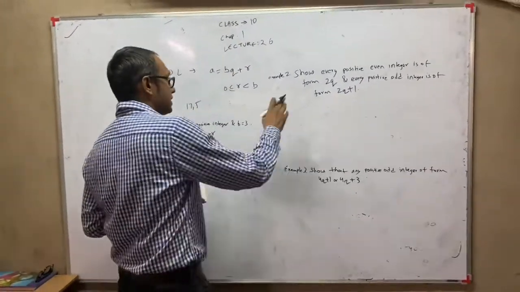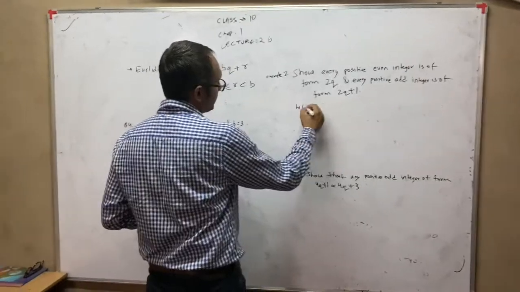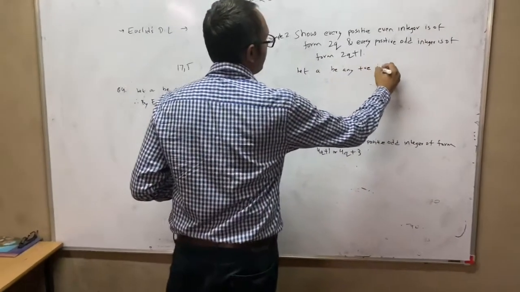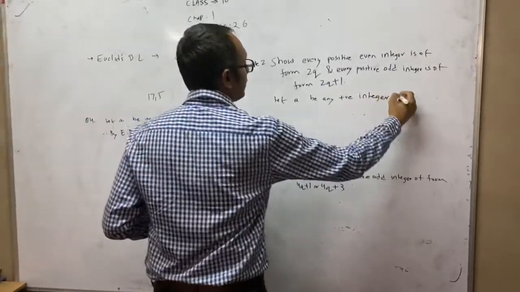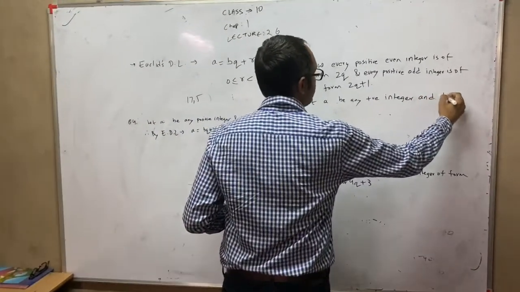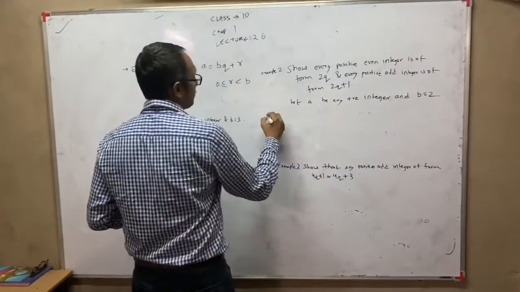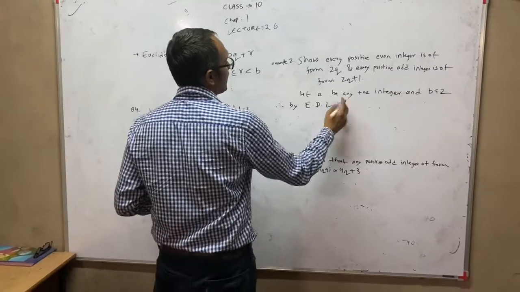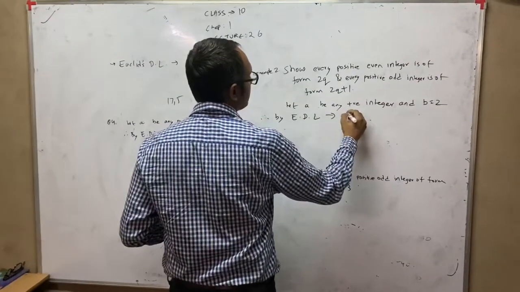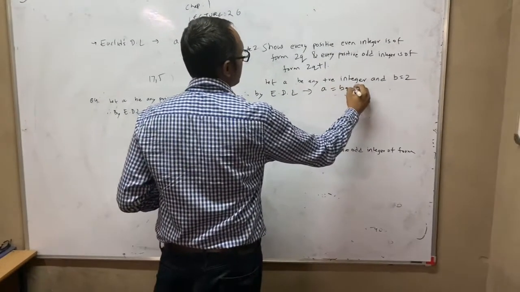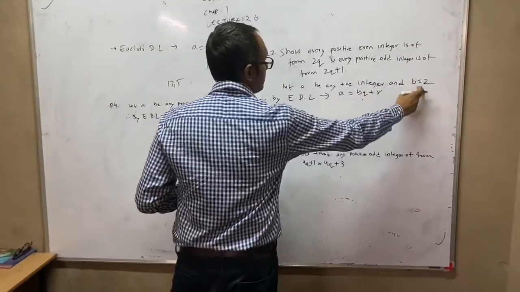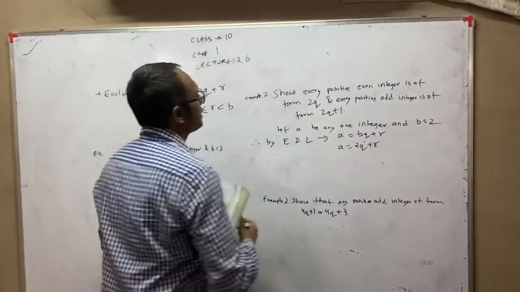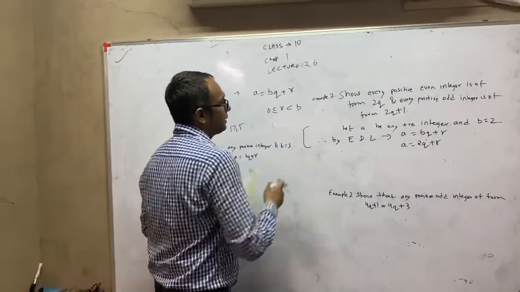Now the first step we have to write: let a be any positive integer and b is equal to 2. Therefore, by Euclid's division lemma, I am writing this in short form, you write it normally, a is equal to bq plus r, and now here the b value I will put 2, a is equal to 2q plus r. So this is the first step basically.